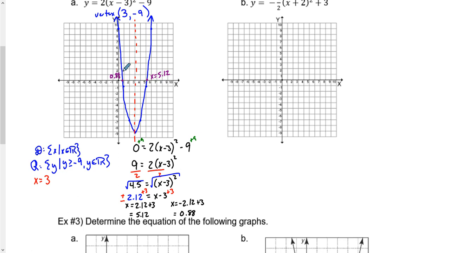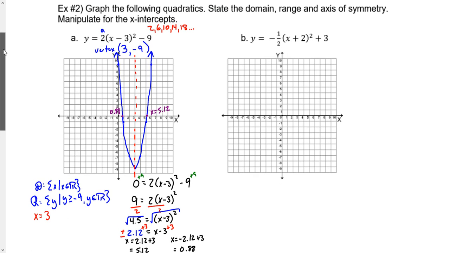Our solutions are our x-intercepts. They are our roots. They are our zeros. All right, next one. Vertex. Opposite on the inside, same on the outside. Opposite on that inside would be -2. Same on the outside, 3. So -2, 3 puts us right there.